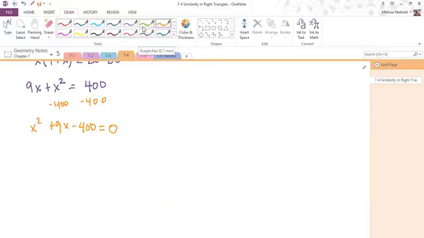Now, when we're solving quadratics, if I'm multiplying by 1 out front, if there's no number in front of the x squared, I can do this little trick where I look at my c value, or my constant value, and ask, is there any two numbers that multiply to give me negative 400 and add to give me 9? Sometimes, especially with a large number like negative 400, we have to do a little guess and check. But if we pick the numbers negative 16 and 25, if I multiply negative 16 and 25, I get negative 400. If I add negative 16 and 25, I get positive 9.